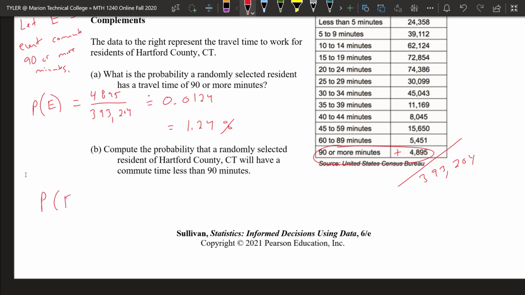So we could say the probability of E complement would be equal to 1 minus the probability of E, which would be equal to 1 minus that 0.0124 number, which equals 0.9876, which is equal to 98.76%.